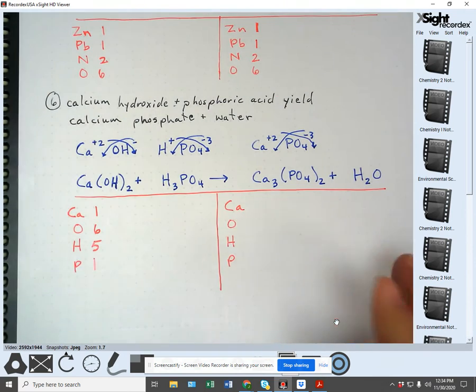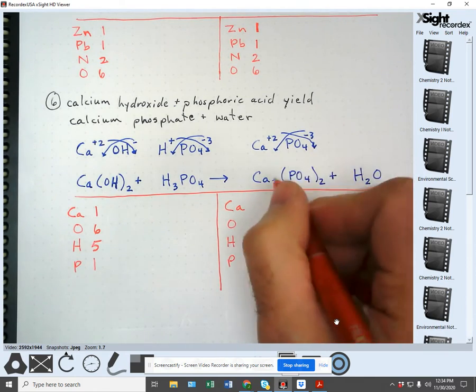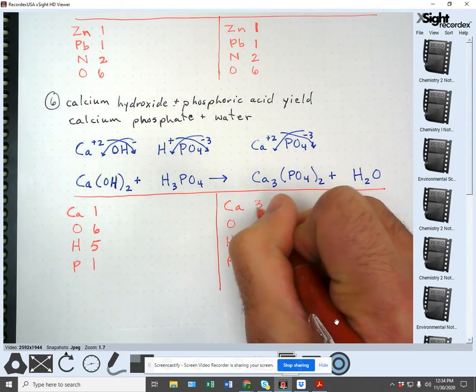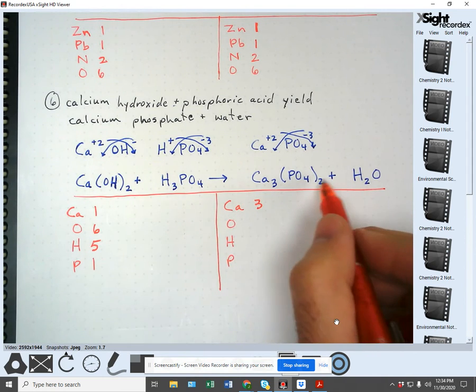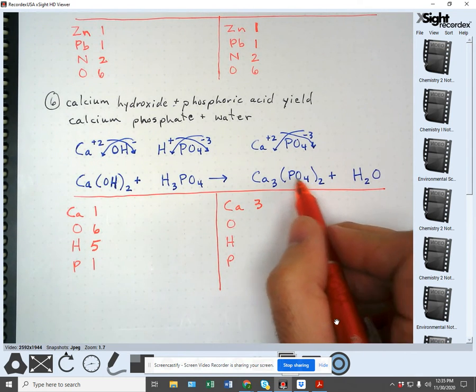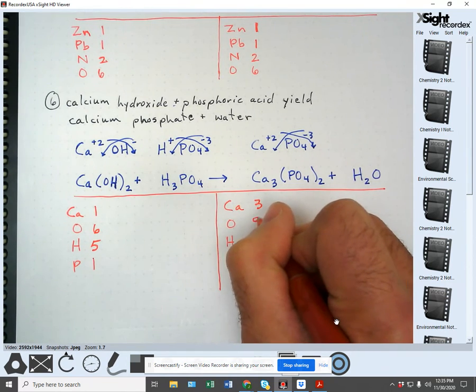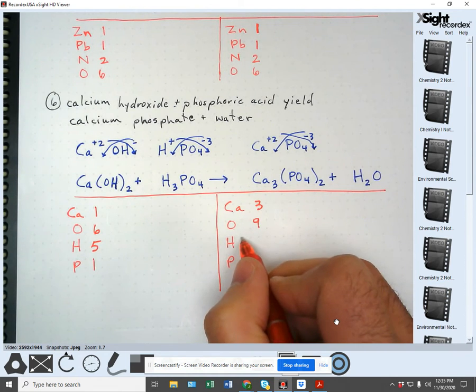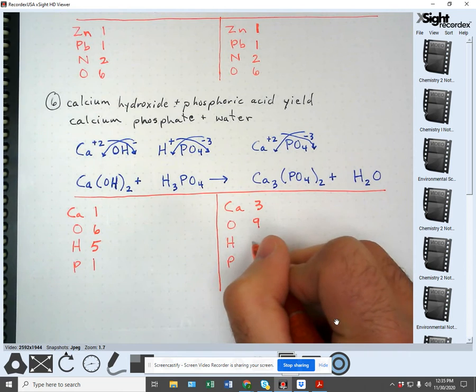All right, let's look on the right side. Okay, calcium. We've got 3 calciums. Okay, oxygens. So here I've got 2 times 4. I've got 8 oxygen, plus I've just got 1 here, so that's 9. Hydrogens. I've only got hydrogens right here, so that's 2.